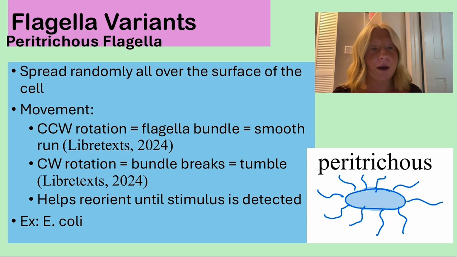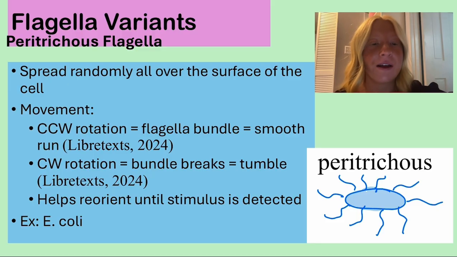So now I'm going to talk about the peritrichous flagella. This is the other arrangement where it's not on just a pole. It's actually spread all over the surface of the cell, kind of like hairs on the cell. When these rotate counterclockwise, this bundles together and pushes the cell in a straight line. This is called a run. And then they can switch to clockwise. This is when the bundle falls apart.